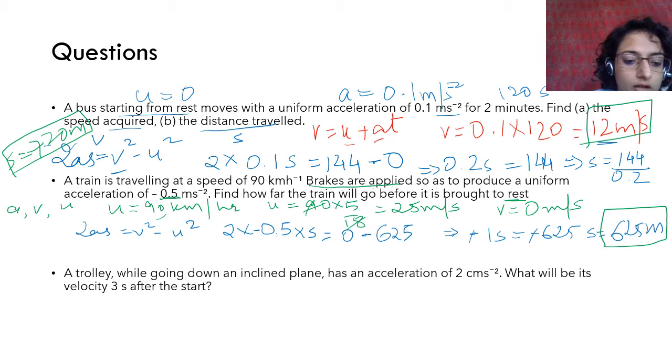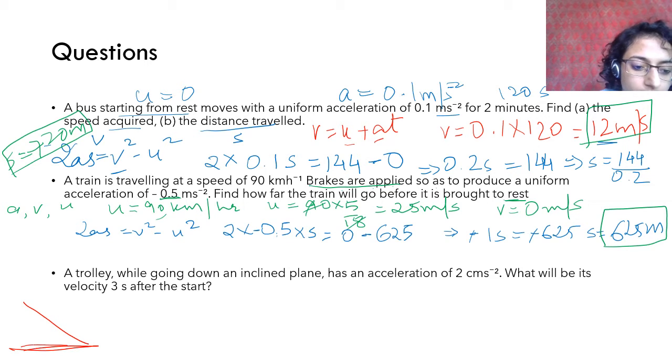So this is the third question. A trolley going down an inclined plane, what is an inclined plane? If this is the ground, a slide for example is an inclined plane. It has an acceleration of 2 centimeter per second square. What will be its velocity 3 seconds from the start? Now what have been given? While going down an inclined plane, we assume that u is equal to 0. Initial velocity is 0.